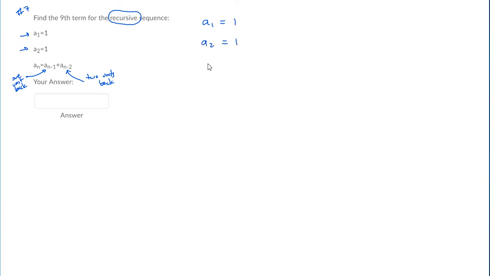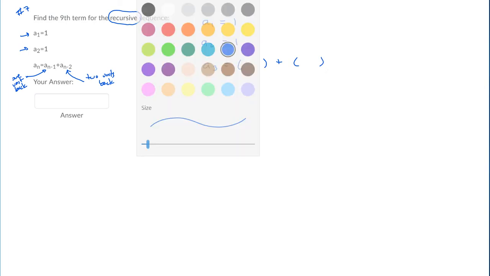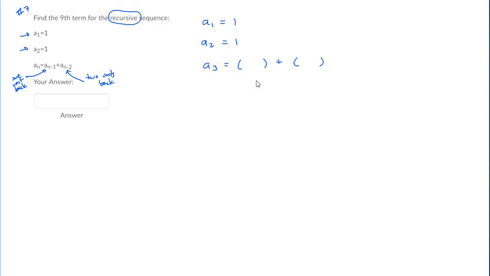Okay, the 3rd term is where we begin to compute. So the 3rd term is equal to simply the term before it plus the term before that. So this is going to be the a(n minus 1). If n is 3, then n minus 1 would be 2, so this is my a2. And then n minus 2 would be what? 3 minus 2 is 1. So this would be my a1.